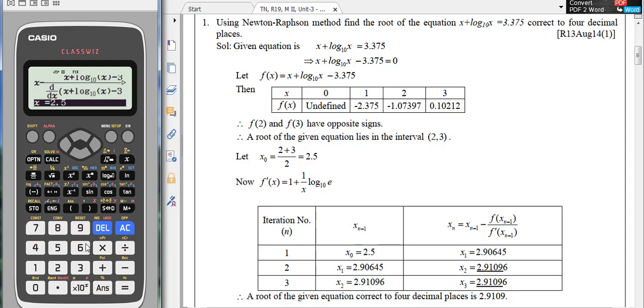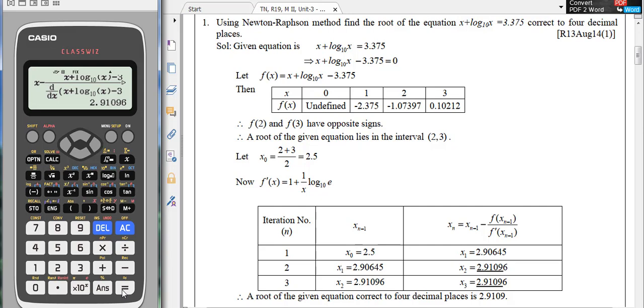to provide the x value you can operate answer key which provides the previously obtained x value, and on pressing equal to key you will get the second approximation as 2.91096. And then to get the third approximation, once again operate calculate key and then provide the previously obtained answer by tapping answer key, and then on tapping equal to key you can have the next approximation which is 2.91096 once again.